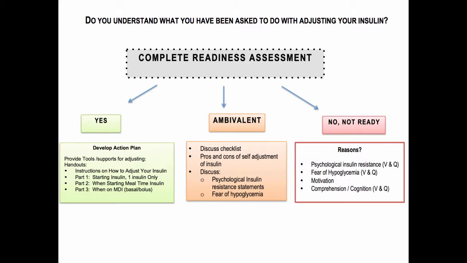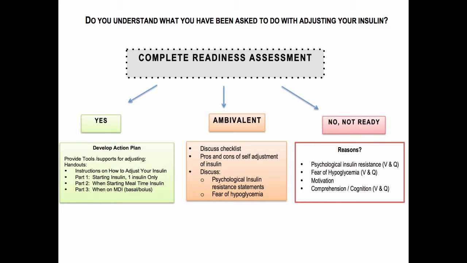So in the last video, we introduced the idea of completing a readiness assessment based on the very specific behavior of adjusting insulin. And the outcome of the readiness assessment would allow you to categorize and communicate the level of readiness of your patient: green light go, yellow light ambivalent, and red light not ready. In this video, we'd like to help follow up with where you could guide the patient depending on the level of readiness.